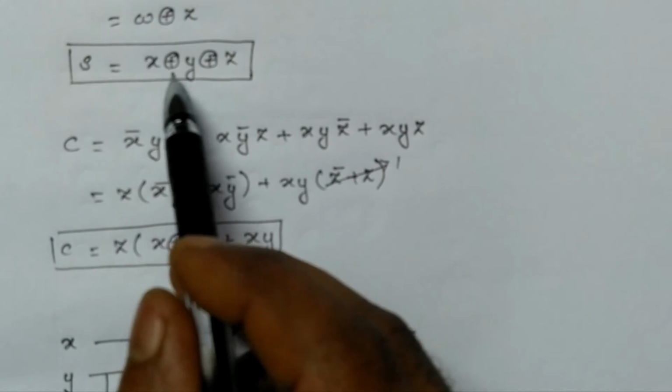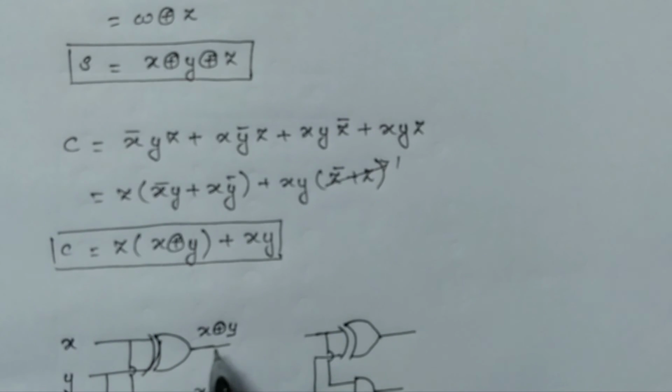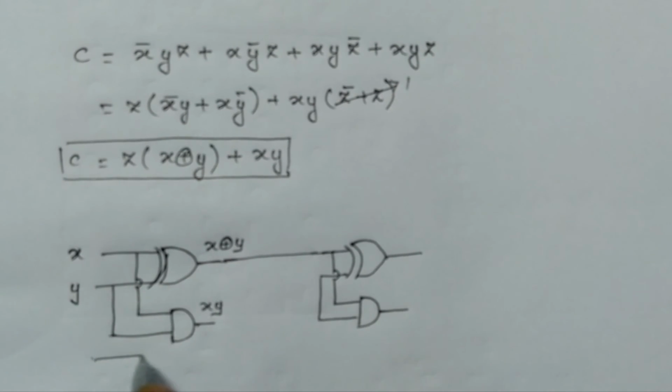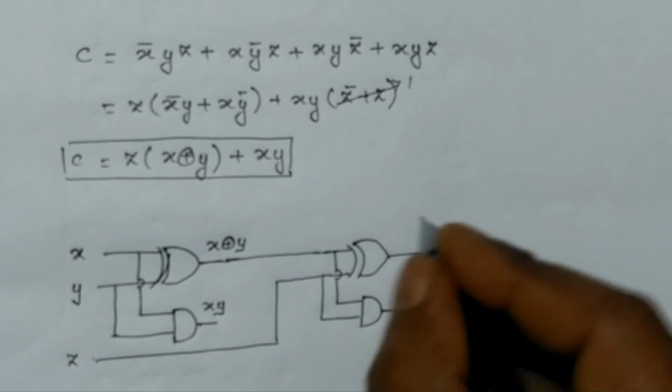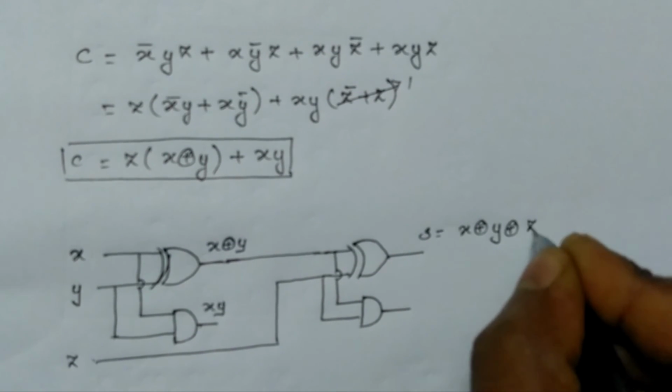So for full adder, here the sum is equal to X XOR Y XOR Z. Therefore already I am having X XOR Y. Therefore if I perform an XOR operation with Z, we will get X XOR Y XOR Z. Therefore I am going for another XOR gate with one input X XOR Y and another input I am considering as Z. Now here we will get the sum as X XOR Y XOR Z.